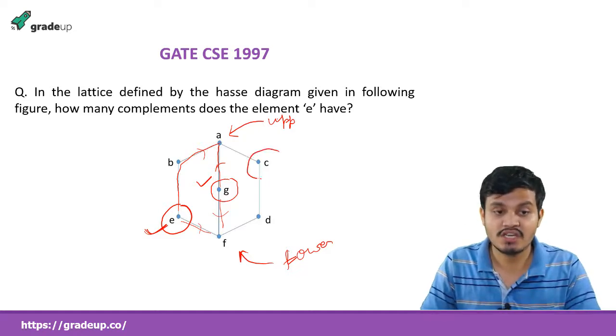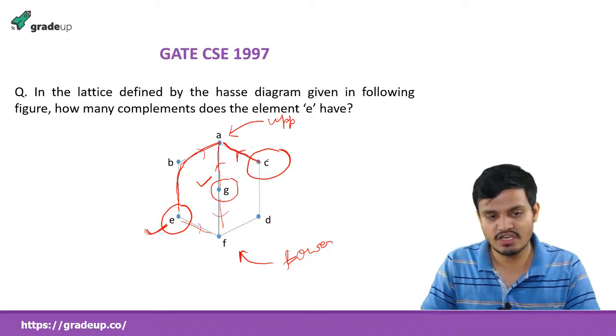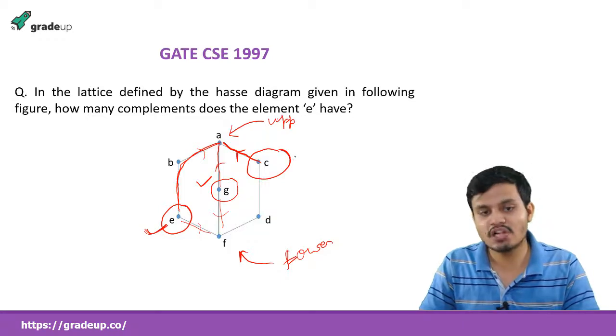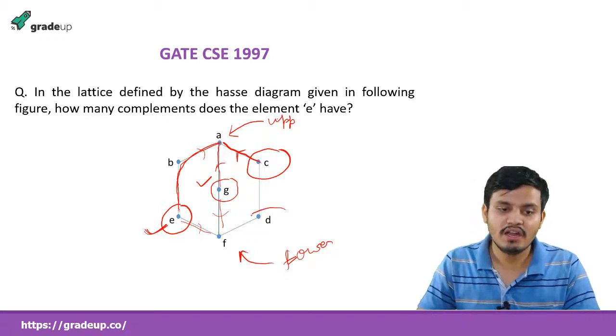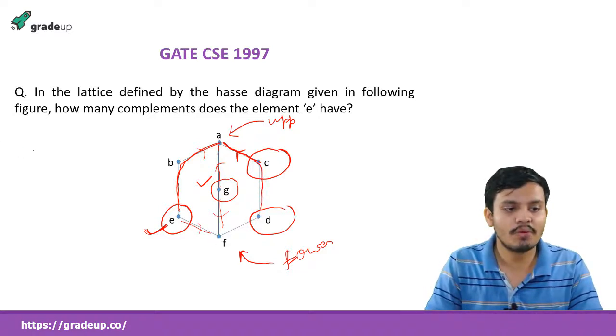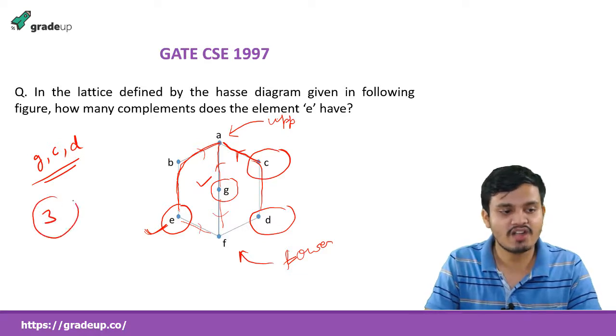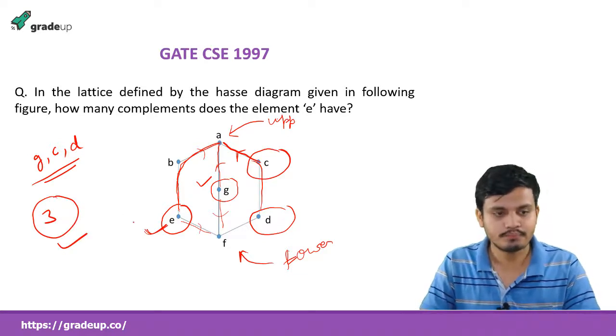What if I told you C? If you go, water is flowing here, it reaches here, and water is here, reaches here, and downward it is going to be like that. Yes, C is also a complement, and D is also a complement because water is flowing upward and it is downward. So how many complements for element E? G, C and D. So we will have 3 complements. That is the answer for this question.